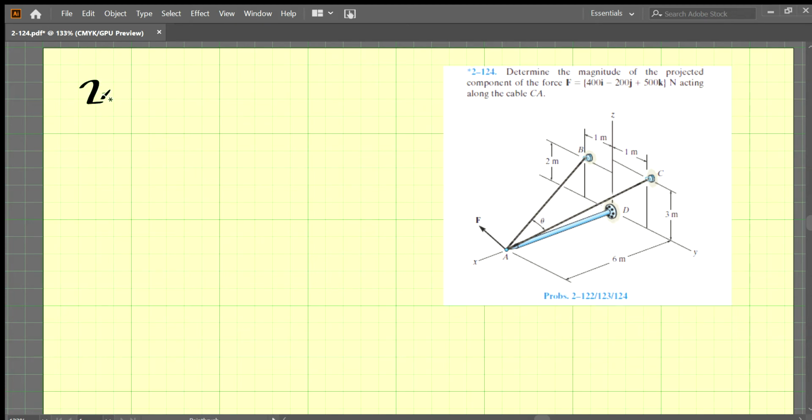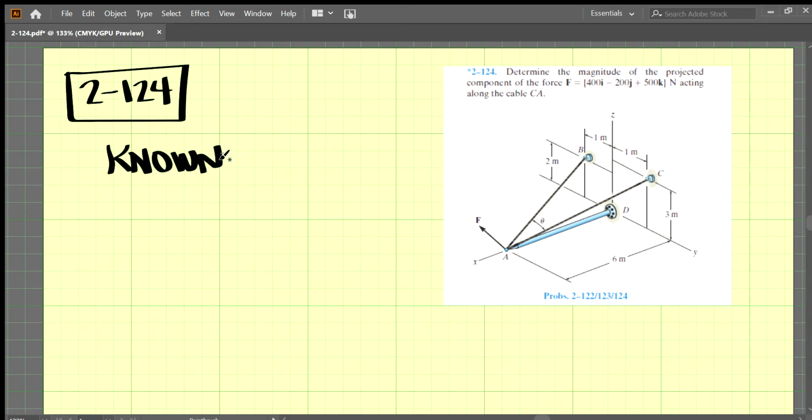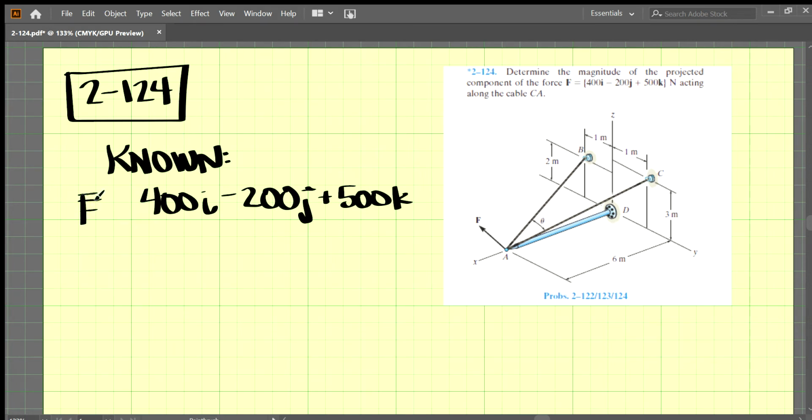Okay, so this is problem 2-124, and it's a 3D problem. What we're given is this force vector at the end of this apparatus, and we're given that it is 400 I minus 200 J plus 500 K. So that is the force vector.